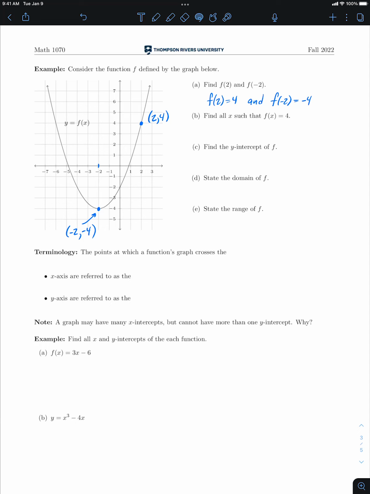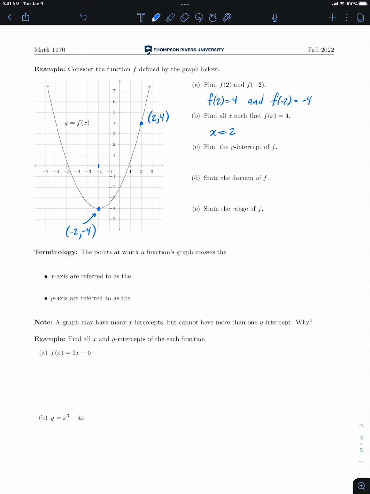In the next part, in part B, we're actually working backwards. Let's say we want the output value to be 4. What would the input value have to be? Well, to answer that, we've got a partial answer already, because we know that f of 2 is equal to 4. So if you plug 2 into the function, you'll get 4. So x equals 2 seems like it may be the answer, but that might not be the only answer.